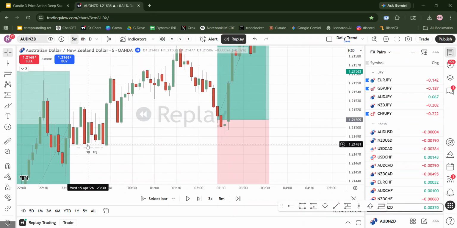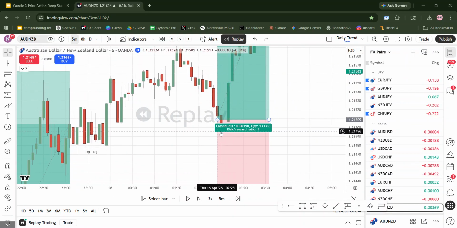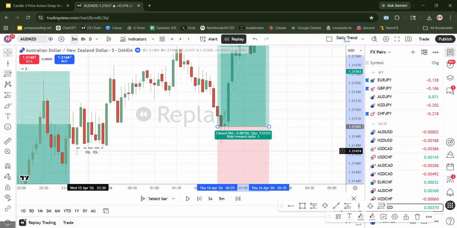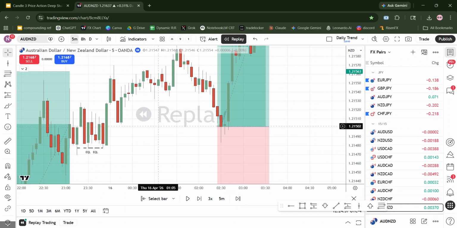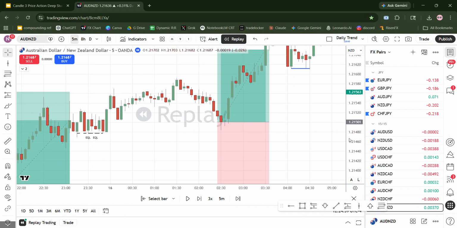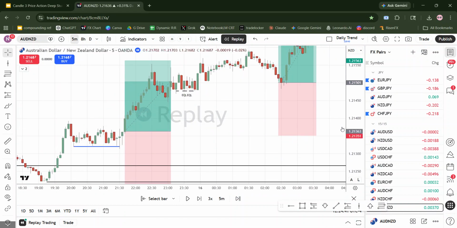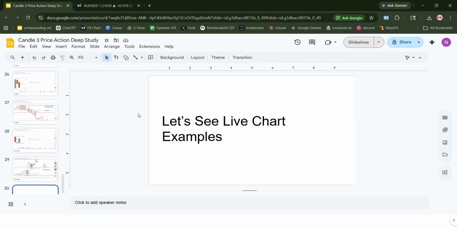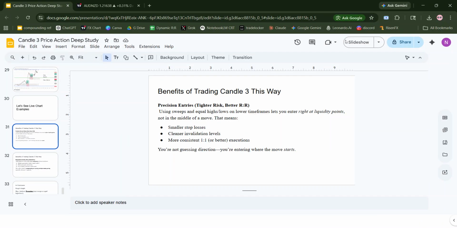So you could have entered all the way from, was this 11 o'clock at night, all the way through 2:30 in the morning. That entry was still valid because these equal lows are still holding, is my point. So same thing. But candle 4 and candle 3, they pretty much act the same. You're looking for the same type of price action. So that's it. Okay, so let's wrap this up.